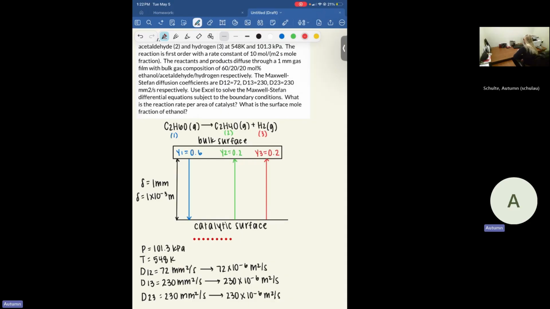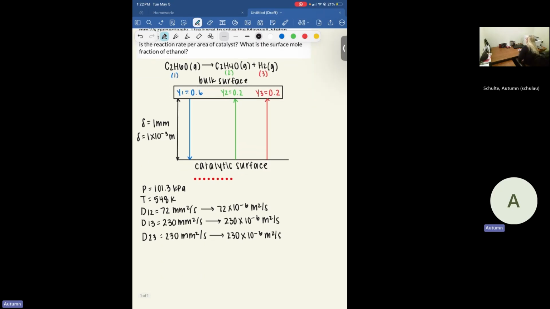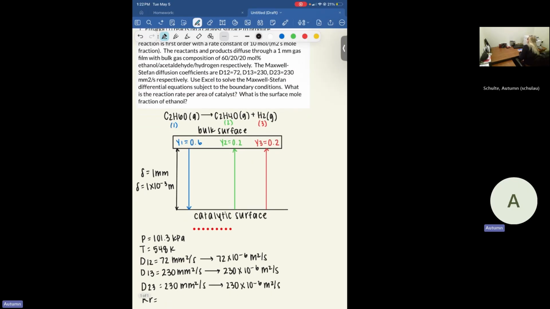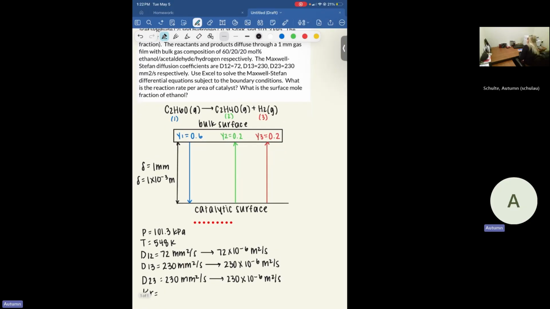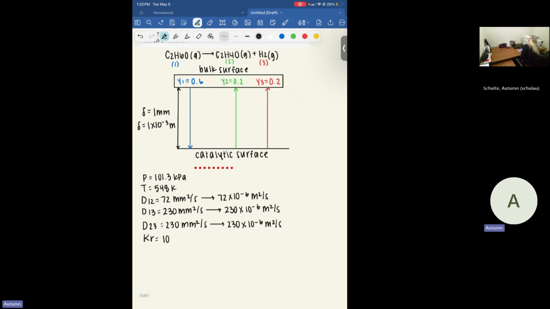We're also given a rate constant for our reaction. So this reaction rate is going to be K sub R, and this is going to be equal to 10 mole per meter squared second mole fraction.